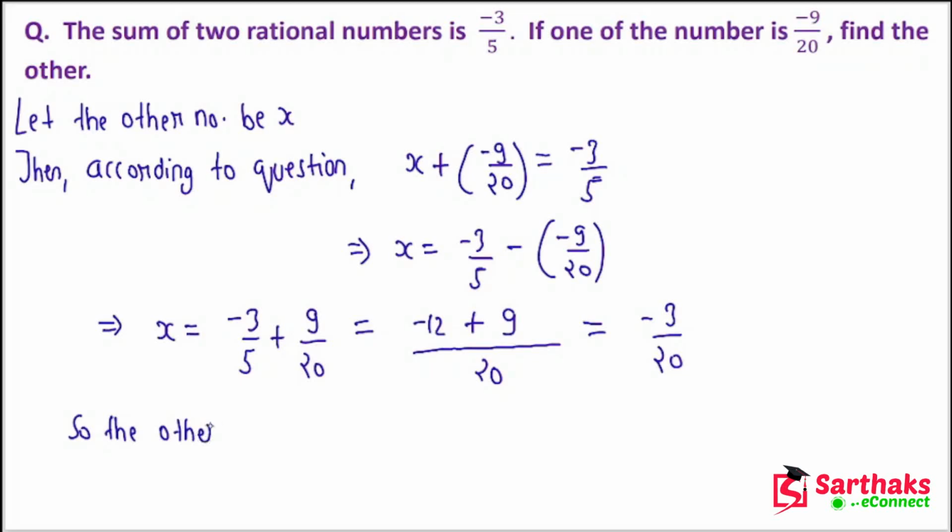So the other number is minus 3 by 20, right?